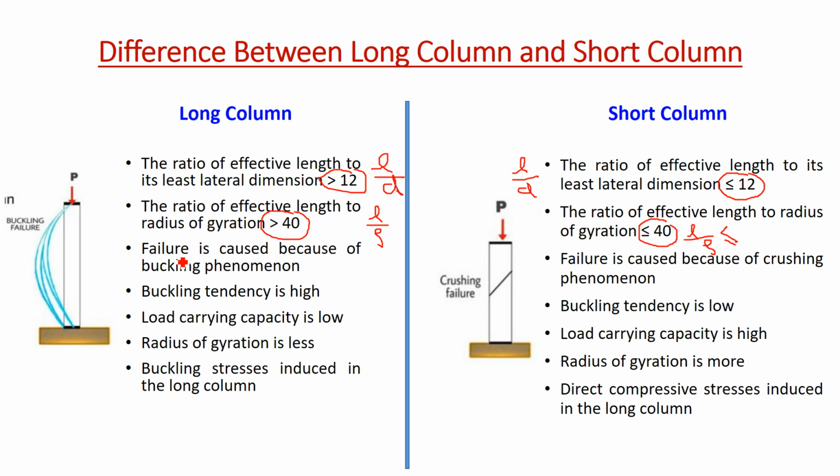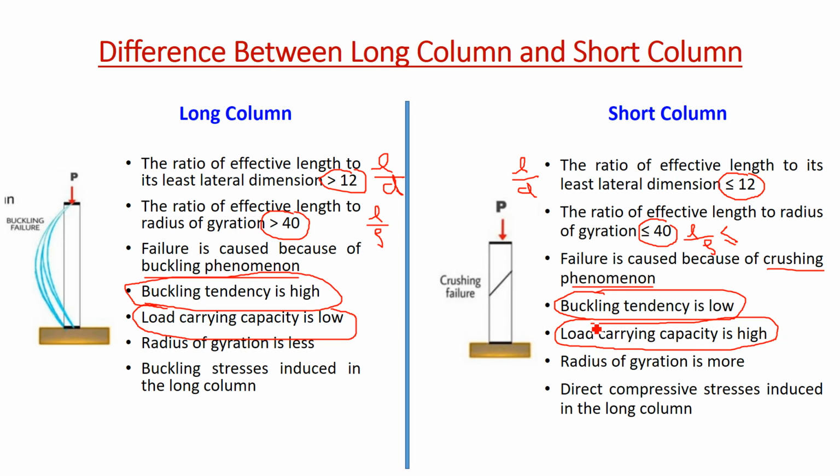In a long column, failure is caused by the buckling phenomenon. In a short column, failure is caused by the crushing phenomenon. Buckling tendency of a long column is very high, whereas buckling tendency of a short column is very low. Load carrying capacity of a long column is low compared to a short column. A short column has high load carrying capacity. Radius of gyration for a long column is always less, whereas radius of gyration for a short column is always more.